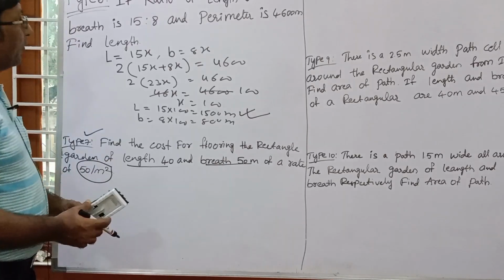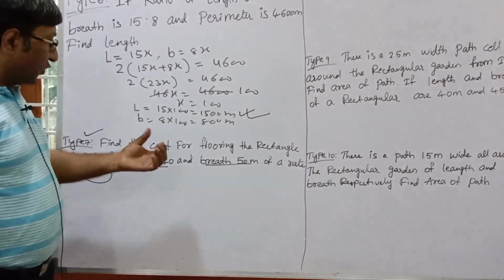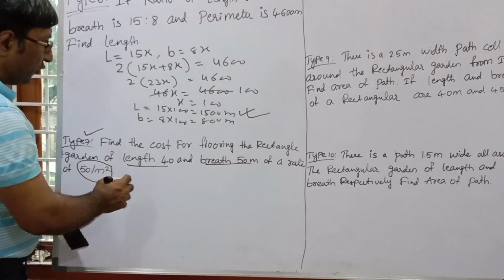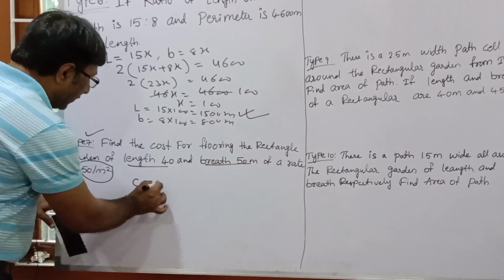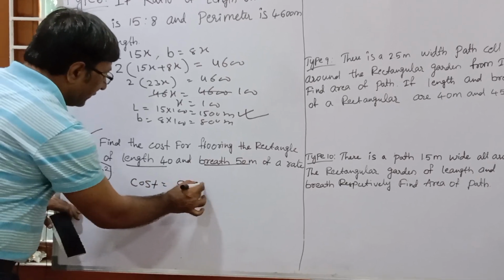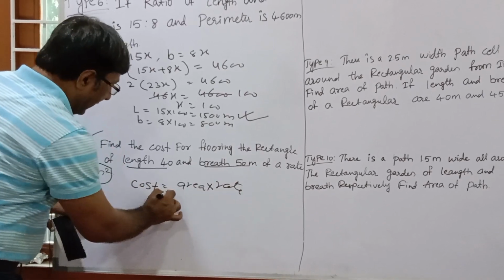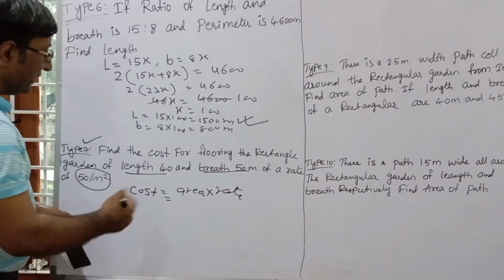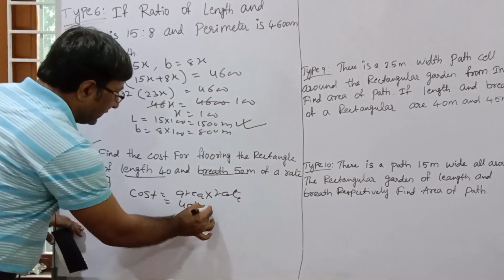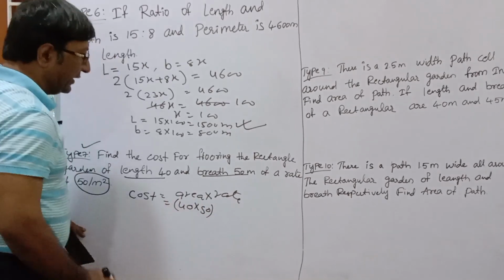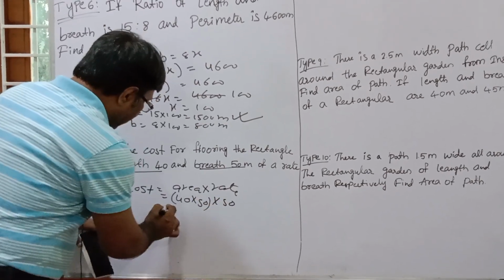For this type of question, we have already done it in part 1 also. So what is the trick for this type of question? The simple trick is the cost. So cost equals what? Area of garden into the rate given. So here area is what? Area is length into breadth. Length is already given 40 and breadth is given 50. So this is area, and rate is how much? That is 50. So just multiply.